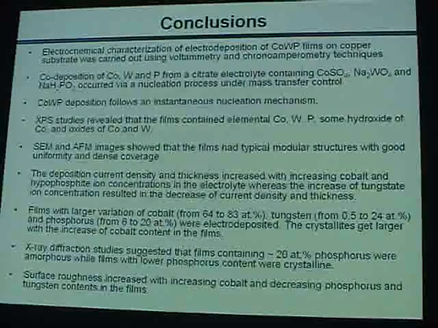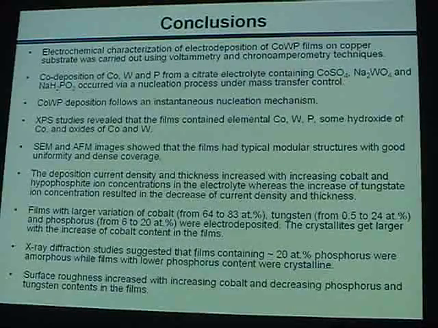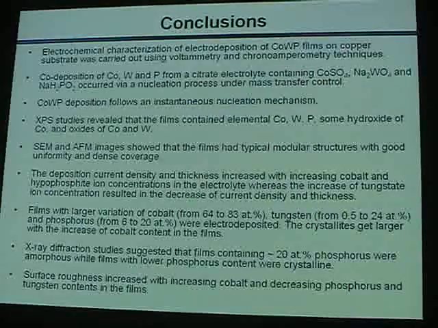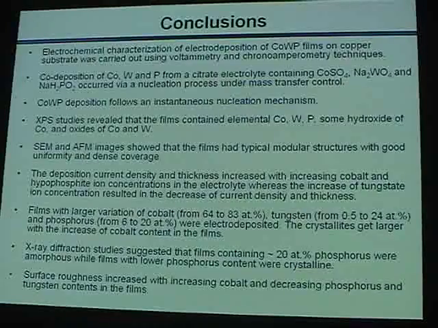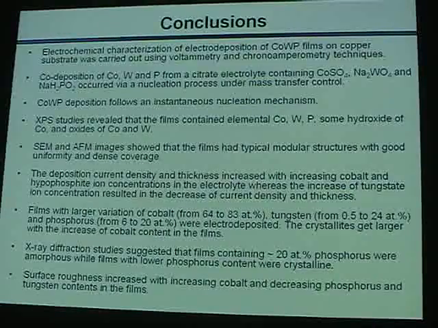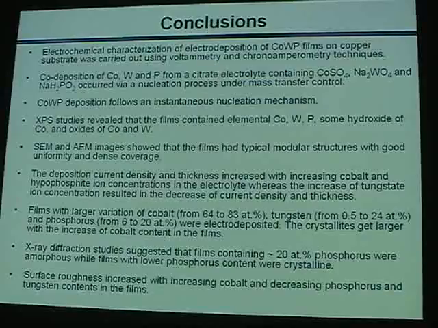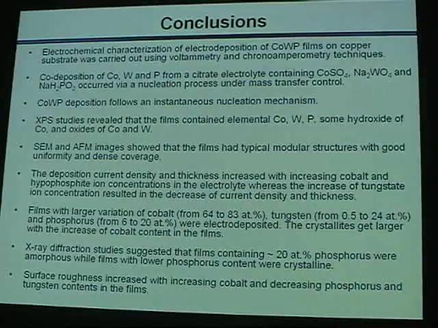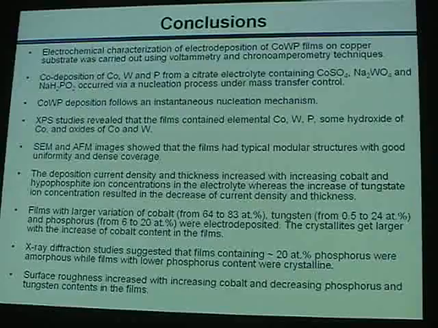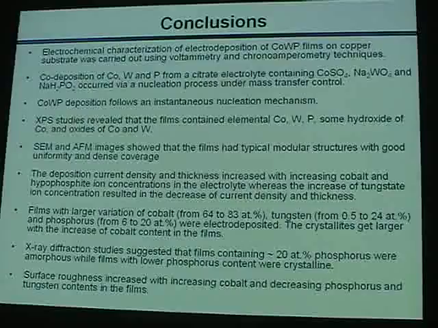Okay, so here is our conclusion. We did the electrochemical study for the first time for the deposition of this capping layer by voltammetry and potentiometry. We found that co-deposition of these three elements from the electrolyte containing cobalt sulfate, sodium tungstate, and sodium hypophosphite occurs by a nucleation process under mass transfer control. The nucleation is instantaneous. X-ray study shows the films have elemental components plus oxide.